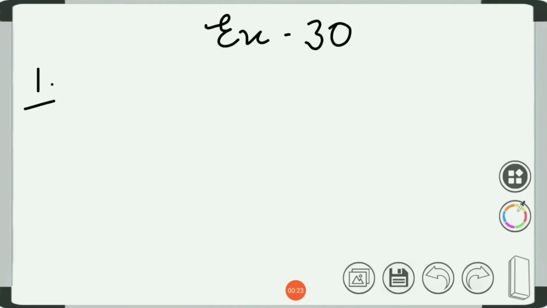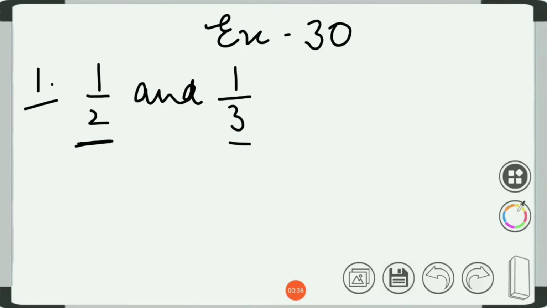Question number 1. 1 upon 2 minus 1 upon 3. Now this is an unlike fraction. Why? Because the denominator is different. Here is 2 and here is 3. The denominators of both fractions are different. So what do we do first? We take the LCM of 2 and 3.